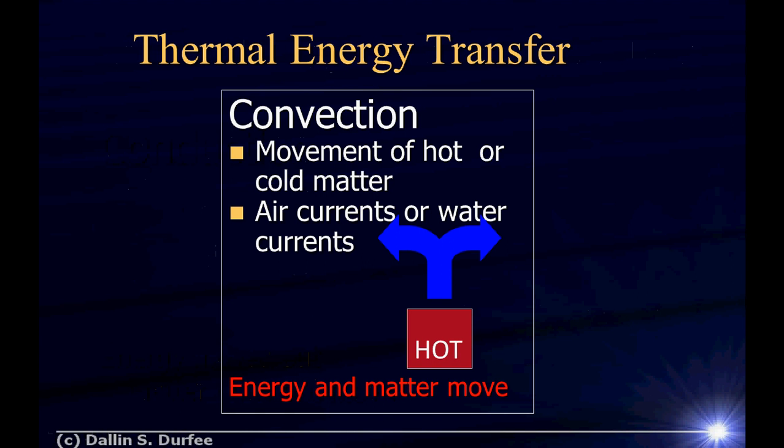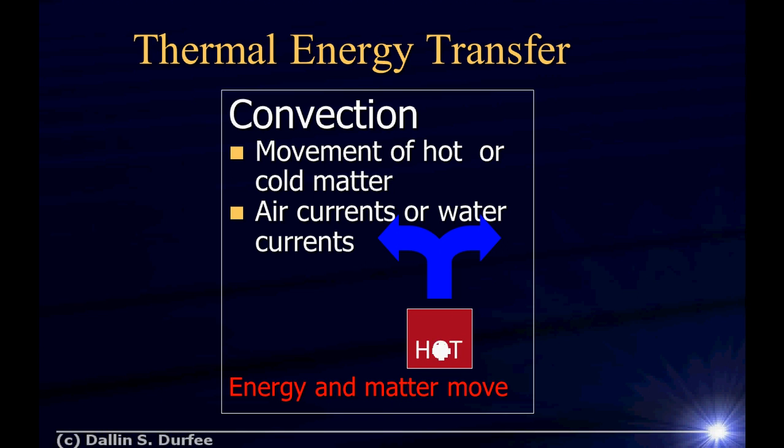Another way is convection. Imagine I have some hot air. The sun heats up the surface of the earth, and the air close to the surface of the earth. Then heat conducts from the ground to the air. That means the air near the surface is hotter than the air up higher.